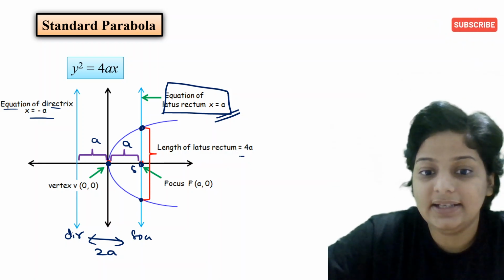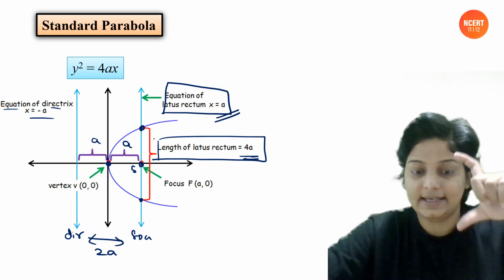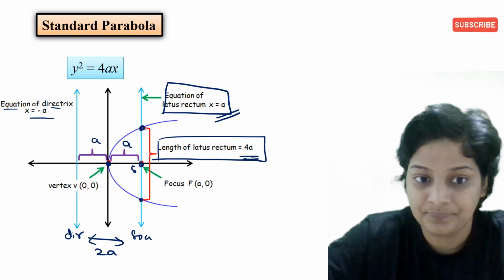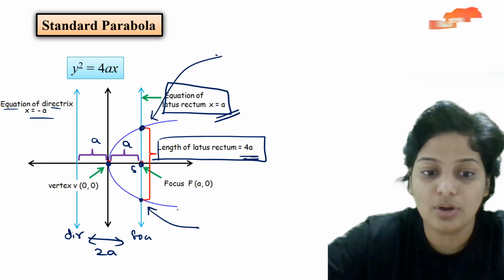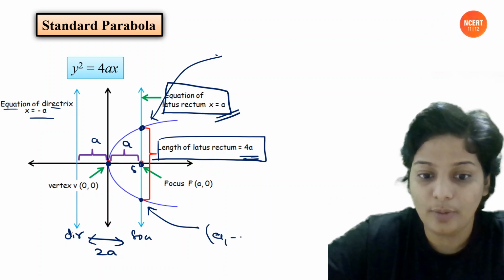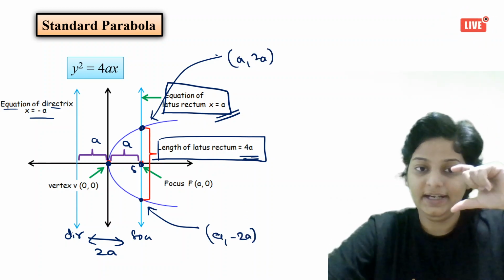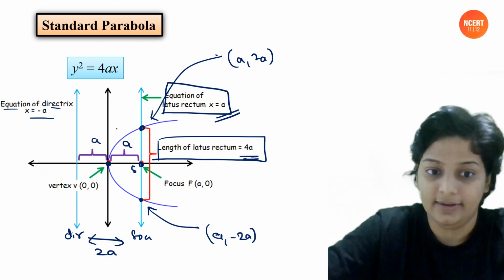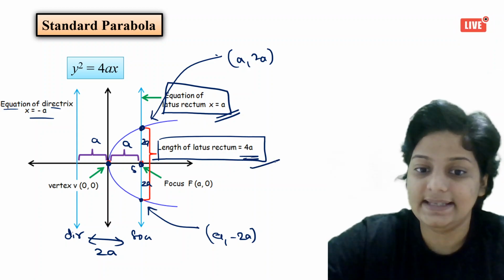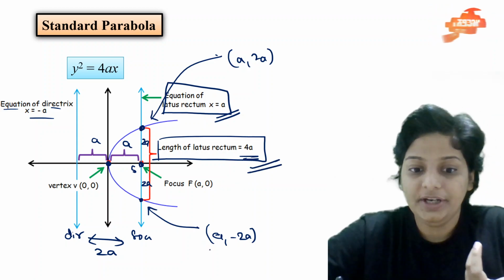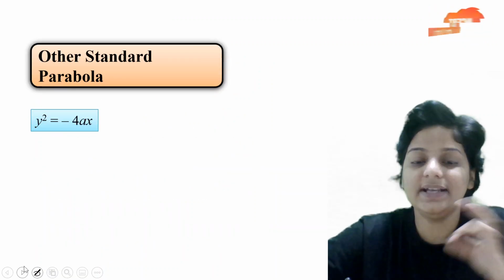लेंथ ऑफ लेटस रेक्टम बिकम्स 4a, very very important. ये टोटल लेटस रेक्टम का लेंथ जो है वो 4a है. And if you ask the coordinates, let me mention the coordinates also. It's a comma minus 2a and a comma plus 2a. So y coordinate ऊपर 2a है, नीचे 2a है, above 2a, below 2a. So total becomes 4a as the length. X coordinate तो a है बच्चा, x coordinate is the focus, right?